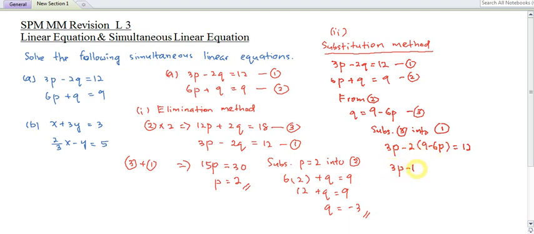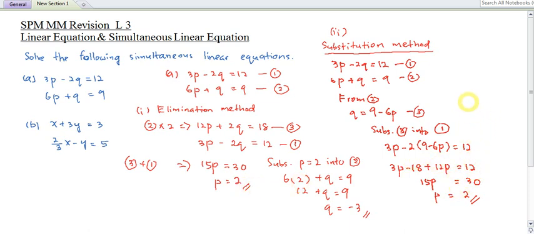3p minus 9, 18. 2 times 9, you get 18. Negative, negative, positive. Be careful here. So you have 12p is equal to 12. Simplify, this is 15p. Negative 18, you bring it here, it becomes positive. So 12 plus 18, you get 30. p is equal to 30 divided by 15, you get 2. You see, you will actually get the same answer.